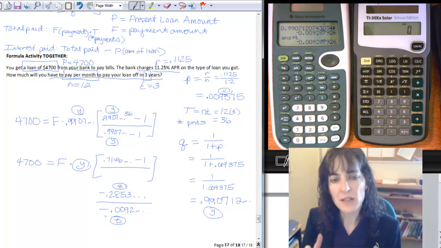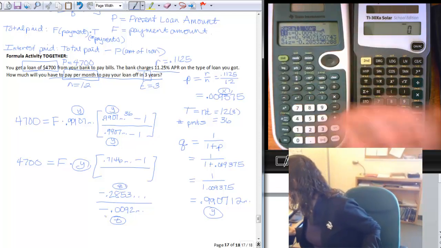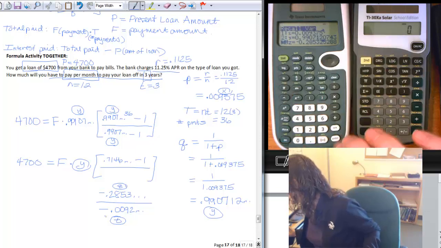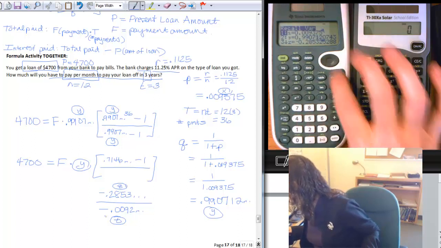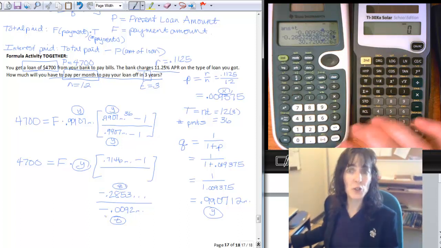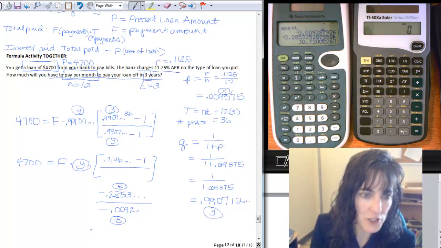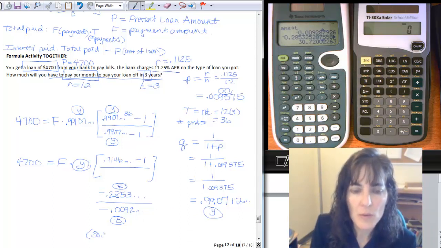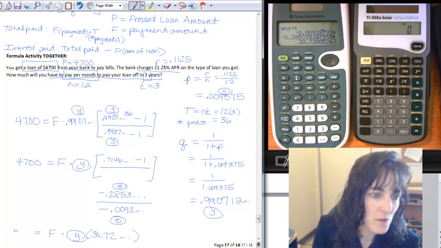Now I need to do Z divided by T. So I will do recall X, and I can scroll down, there's Z, enter, divided by recall. I'm going to scroll down to T, enter. Now it's sitting on my calculator. Push enter one more time and it'll calculate that whole fraction for me. So now I have for that fraction 30.72, and it goes on, and then I need to multiply by that Y still, times F equals 4,700.